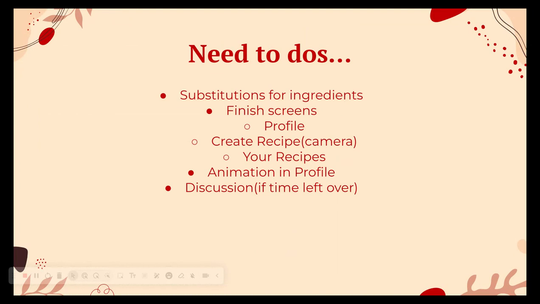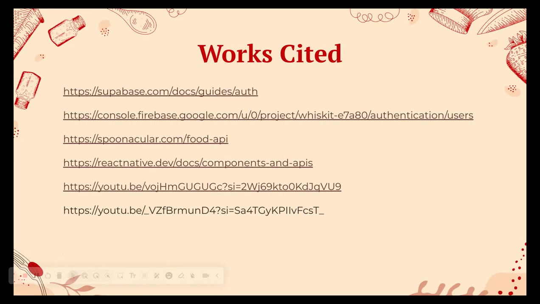Things we still need to do for the rest of our project are include substitutions for missing ingredients, and then finish the profile screen and the create recipe screen, which we already have part of, but we need to implement a camera feature, and then a list of your recipes that you've created. We also want to add animation in the profile screen, and if we have extra time, we'll add a discussion at the end. And these are some of the works cited that we used.